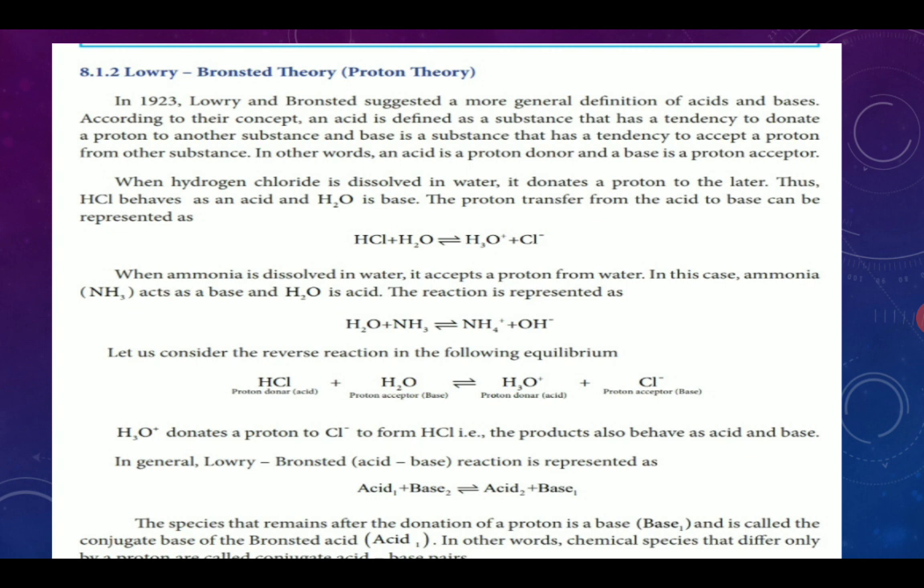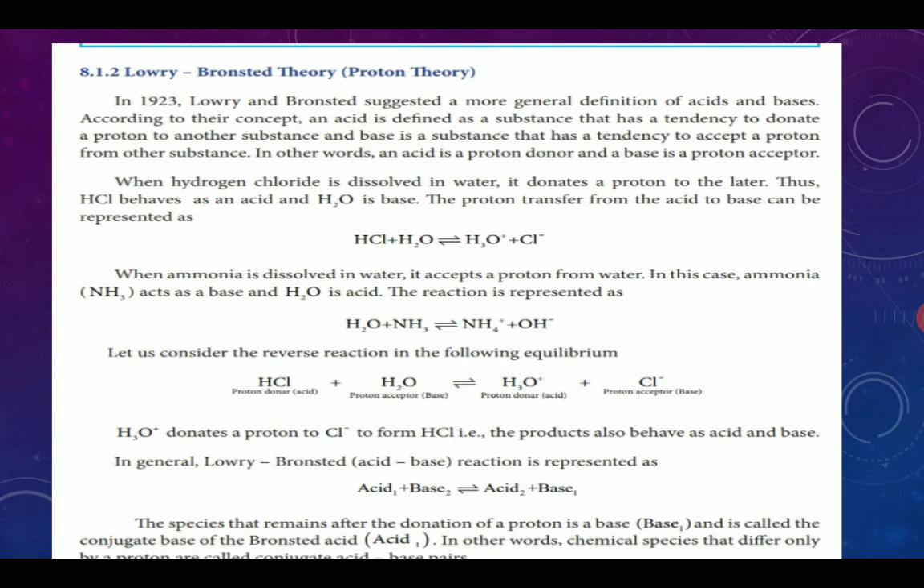If you see the right hand side, H3O plus is a proton donor, it is ready to donate a proton, therefore it is an acid. And finally Cl minus is a proton acceptor because it is ready to accept a proton, so it acts as a base. These things are given according to Lowry-Bronsted theory. In this theory, the acid base reaction is represented as acid 1 plus base 2 gives acid 2 plus base 1.